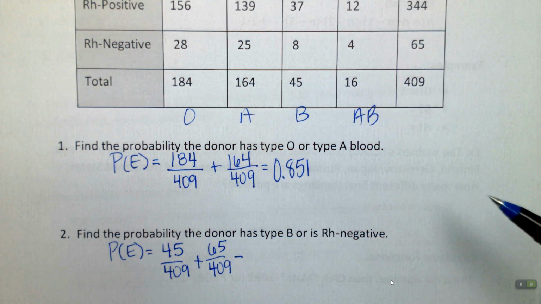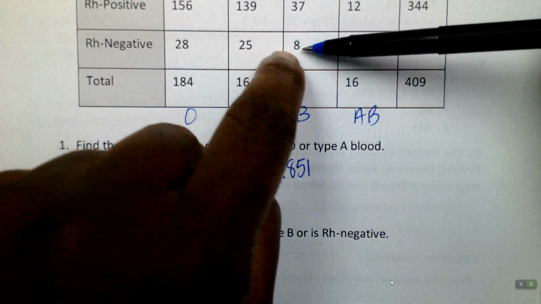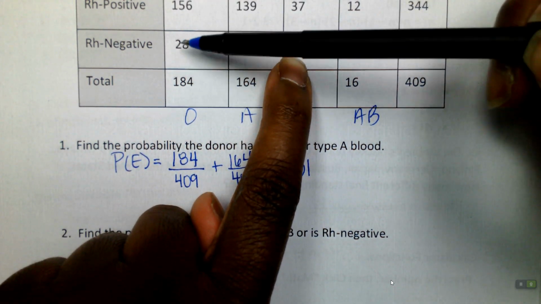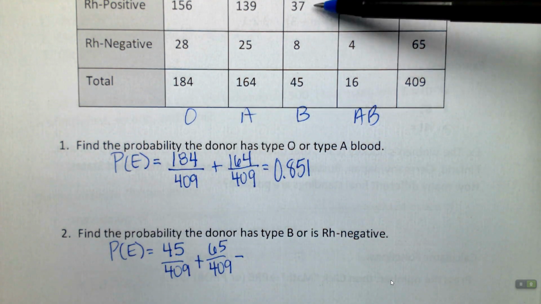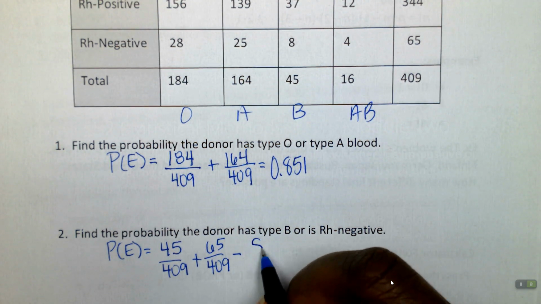Now, where do they crisscross? Where do they intersect? They intersect at 8. So to get 65, 28 plus 25 plus 8 plus 4, and to get B, 37 and 8, so that 8 showed up twice. And so that's why we have to take it out just one time.